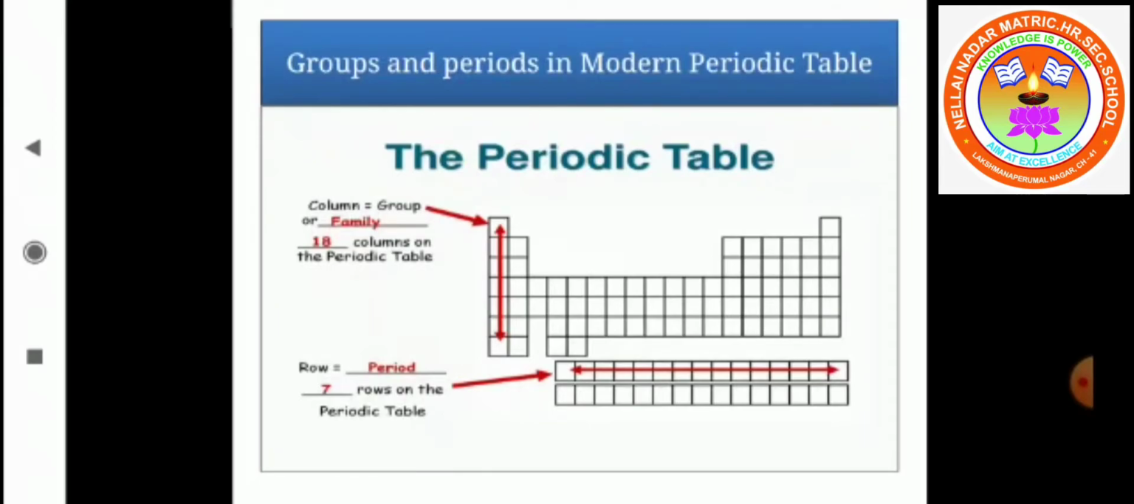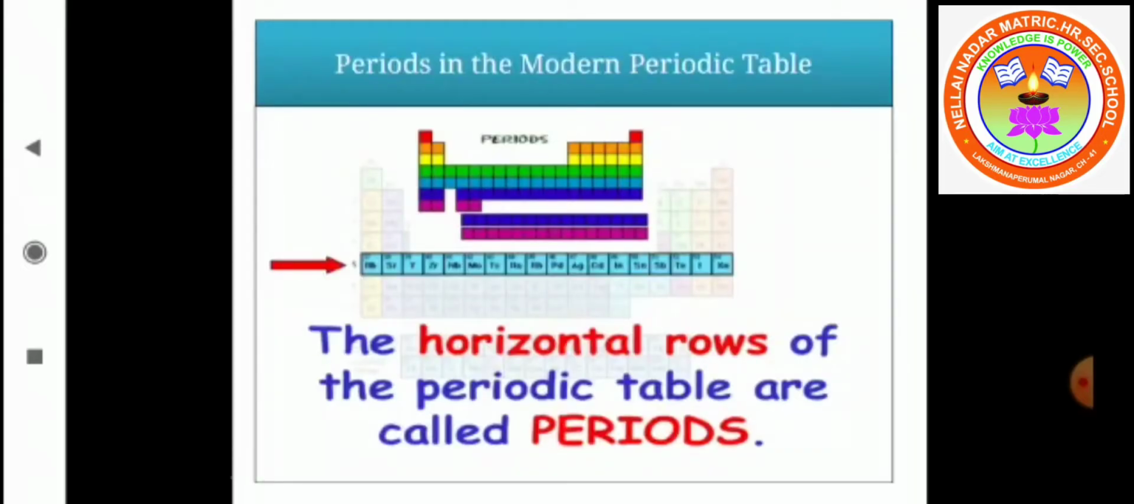Okay, children. So the vertical columns in the modern periodic table are called groups or families. Totally 18 groups are there. And the horizontal rows are called periods, and 7 periods are there in the modern periodic table. So children, the horizontal rows of the modern periodic table are called periods. The horizontal rows. So these are the keywords.